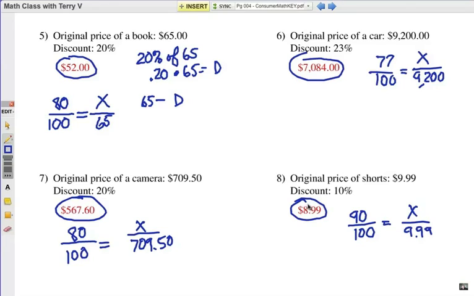Thanks so much for watching this video. This was about discount. In the next video in this series, it's about markup. If you are selling the item and you want to mark it up a certain percent, what would be your new selling price? Check it out.